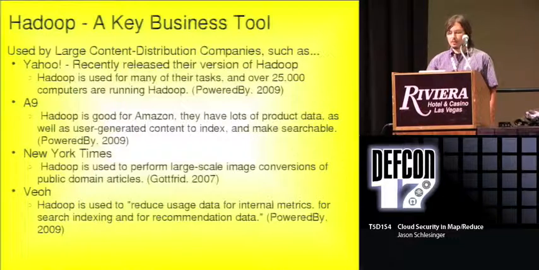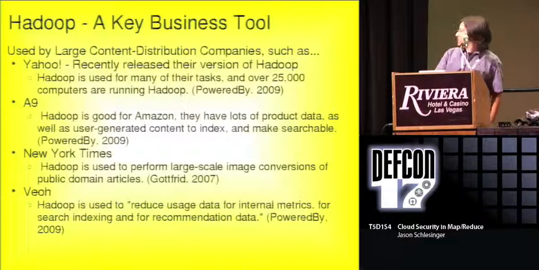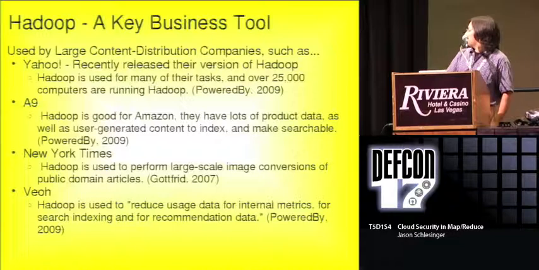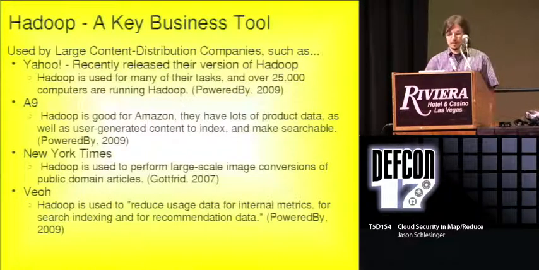The New York Times is a really cool case. What they did is they took their public domain articles and sent them to Amazon Web Services, which is really cool if you haven't already checked it out. And then they made a virtual Hadoop cluster on Amazon Web Services using their Elastic Compute Cloud structure and processed the data and then got back the result, and then they could just get rid of the virtual cluster. And then Veoh uses it to, quote, reduce usage data for internal metrics, for search indexing, and for recommendation data.